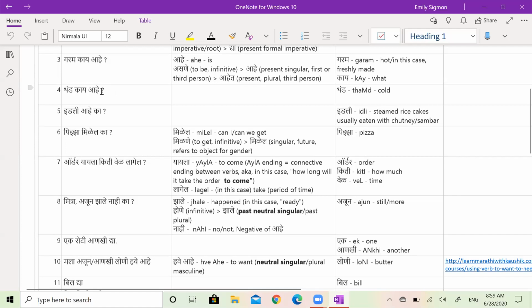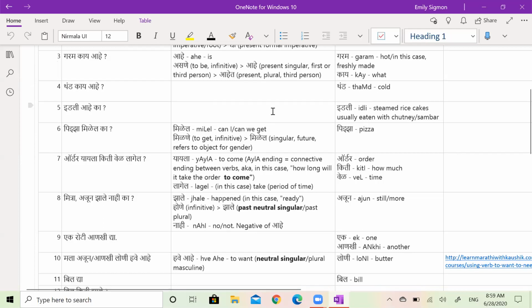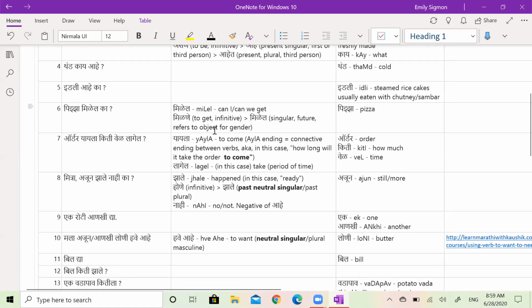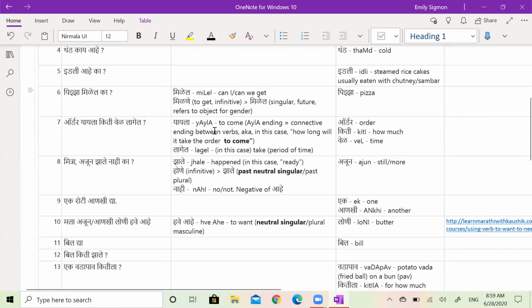Thanda kay ahe. So opposite, what is cold? Idli ahe ka? Is there idli? And if people don't know what idli is, I wrote it over here. So who has eaten idli before? I have. I prepare idli. Oh, me idli banavto.